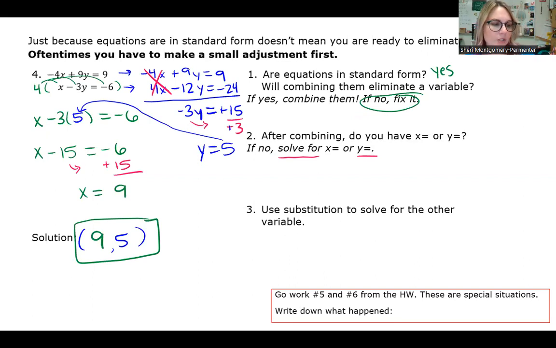The next thing that we're going to do is go work on questions 5 and 6 on the homework first. But before that, let me stop this really quick.